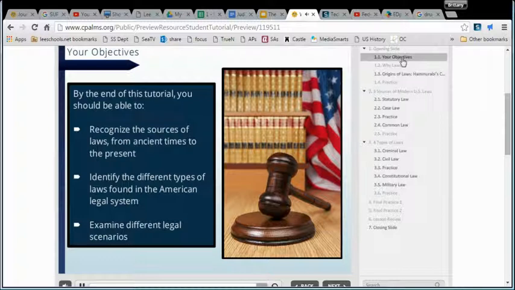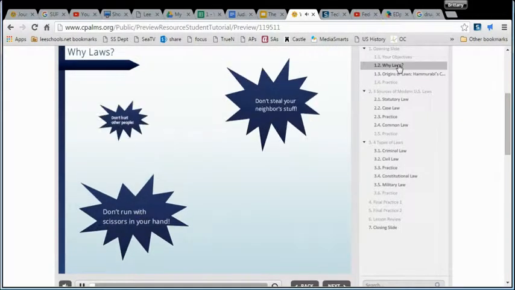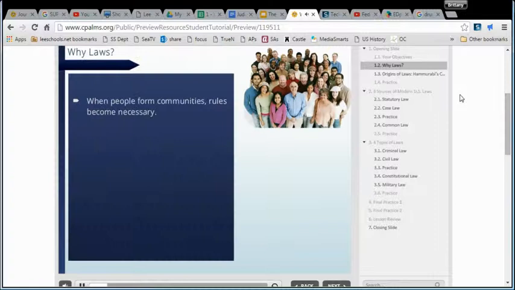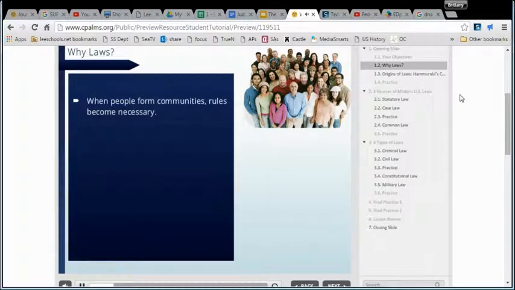Let's begin. Click Next. Let's review the basics about laws and why we have them. Anytime people live together and form communities, rules become necessary. What if there were no rules? Try to imagine playing a game with no rules to go by. People would probably cheat and do whatever they could to win. Most of us don't want to live in that kind of community where the sneakiest people win.